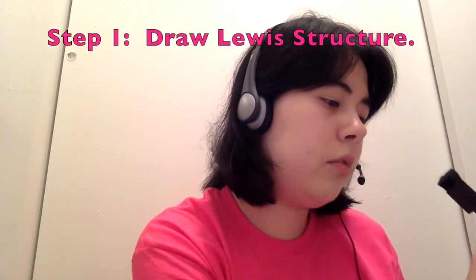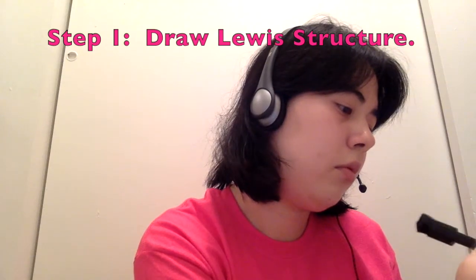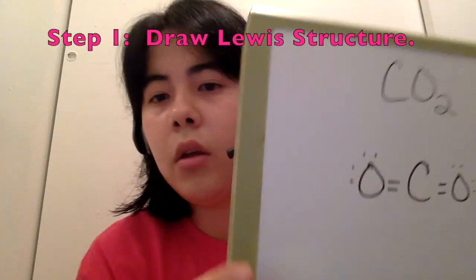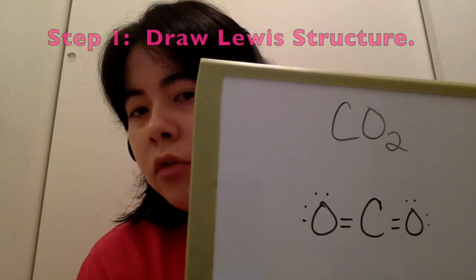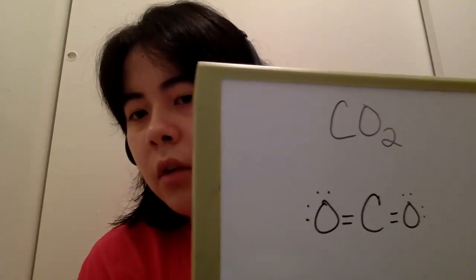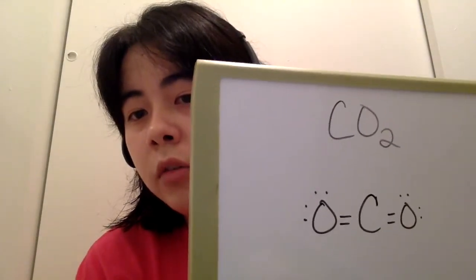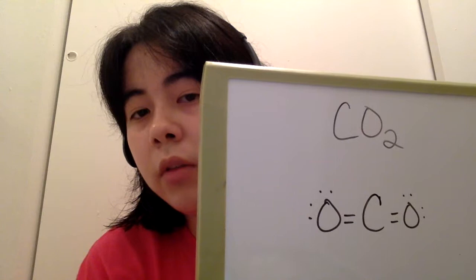So let's quickly do that. Okay, there we go. We've got our basic Lewis structure for CO2. Carbon is our central atom. It's in the center. And then we have oxygen on either side, double bonded to the carbon in the center.